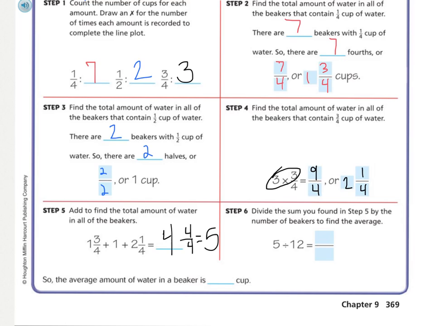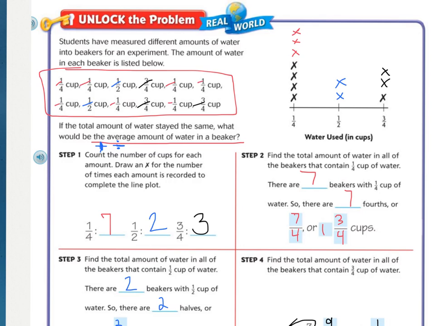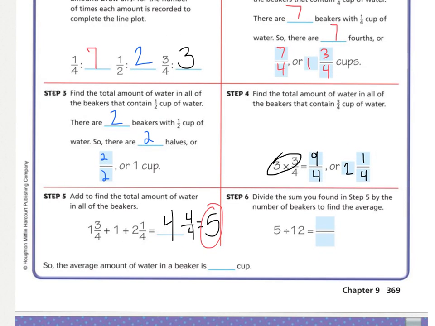And now the last step of finding an average is we're dividing our sum, which our sum was 5. We're dividing the sum by the number of beakers, okay? So if we needed to, they already showed you, but you would go back up here, and how many data points did we have? 1, 2, 3, 4, 5, 6, 7, 8, 9, 10, 11, 12. There were 12, so that's why we have 5 divided by 12. And that fractional, because remember, a fraction is another way to write division, it ends up being 5/12. So the average amount of water in a beaker is 5/12 of a cup. And that is your final answer for this problem.